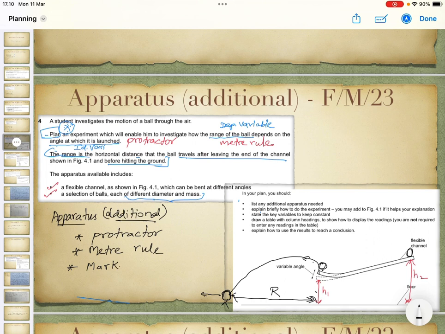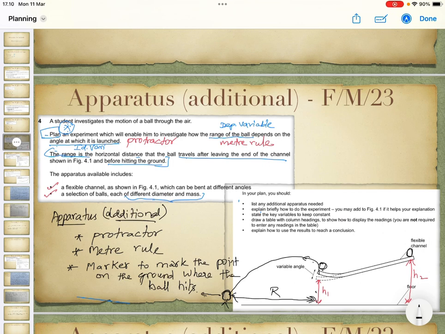Marker, to mark the point on the ground where the ball hits. Mark the point on the ground where the ball hits, right? So these are the additional apparatus required in performing this experiment.